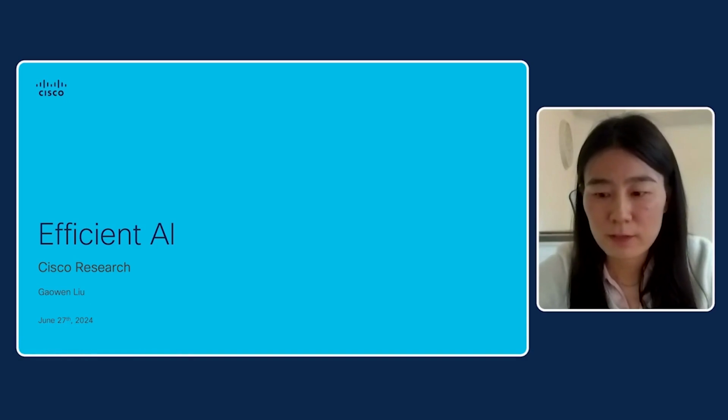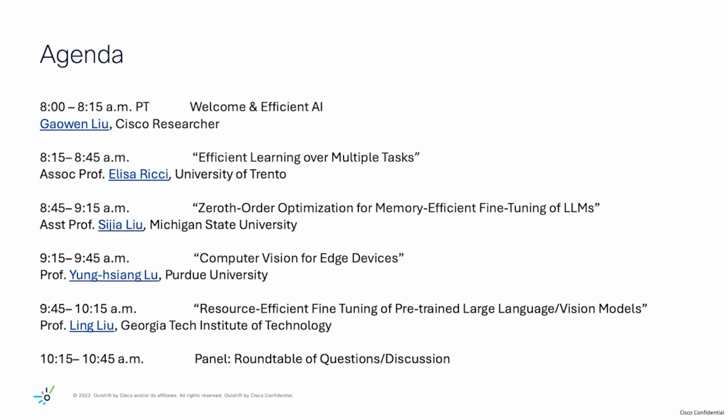The purpose of this event is to delve into various innovations and strategies aimed at enhancing the efficiency of AI models across different domains. Let me outline today's agenda. Each speaker will have approximately 30 minutes, including time for questions. We will conclude with a panel discussion. Throughout the session, please feel free to engage with our speakers by posting your question in the QA chat box. Your questions and insights are valuable to enriching our discussion.